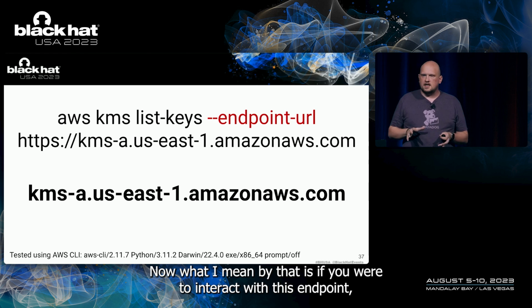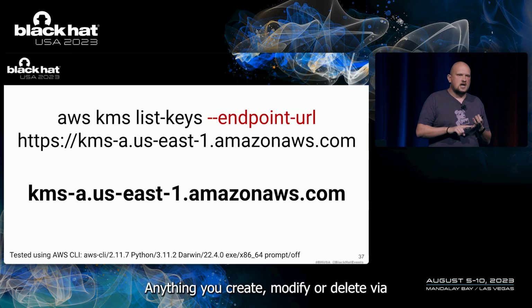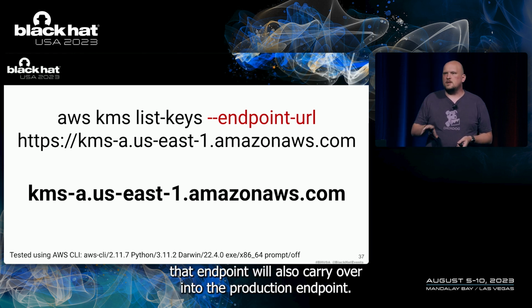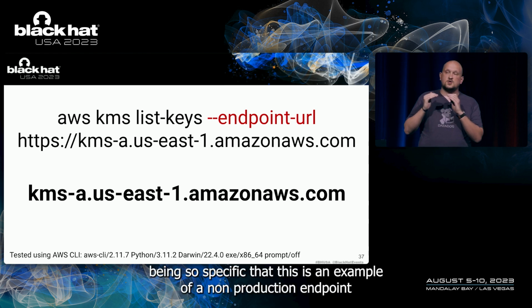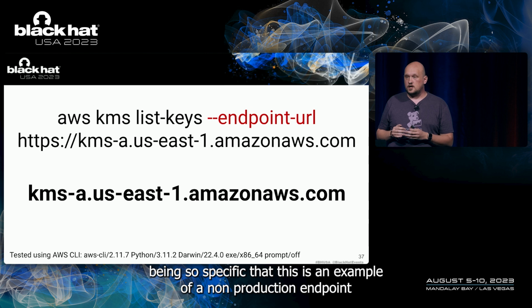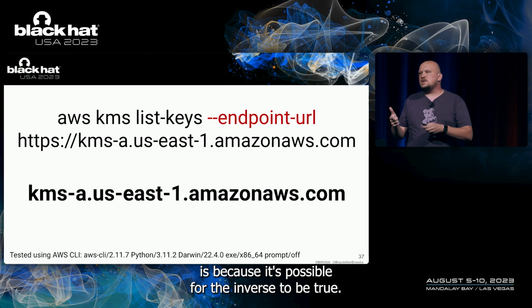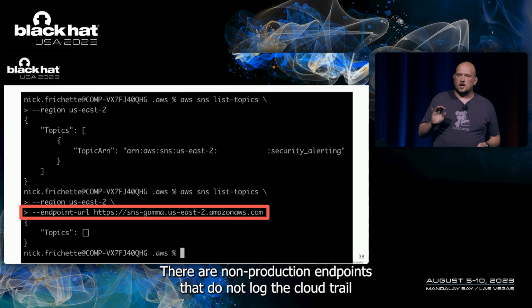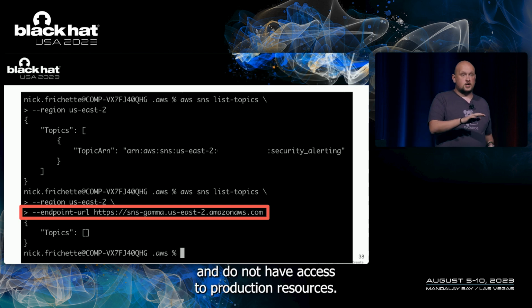Now, what I mean by that is if you were to interact with this endpoint, you would see all the credentials and KMS keys that you would normally see. Anything you create, modify, or delete via that endpoint will also carry over into the production endpoint. It'll appear in the console, and so on. The reason I'm being so specific that this is an example of a non-production endpoint that has access to production resources and does log to CloudTrail is because it's possible for the inverse to be true. There are non-production endpoints that do not log to CloudTrail and do not have access to production resources.